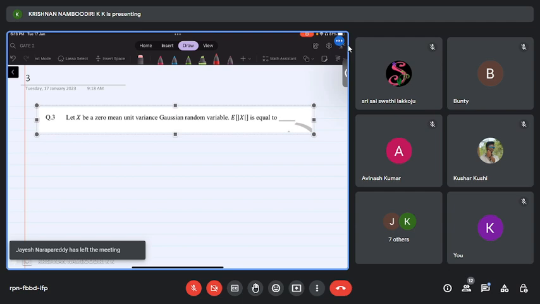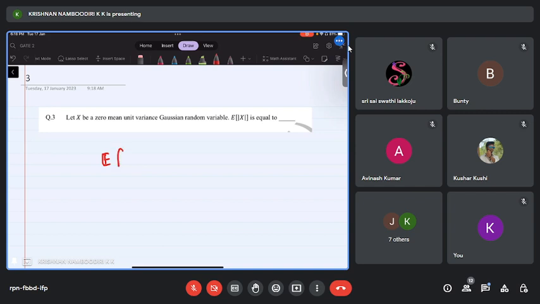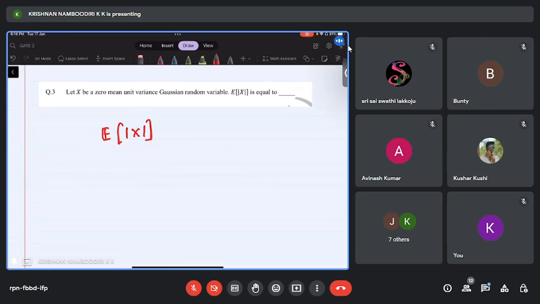Let capital X be a zero mean unit variance Gaussian random variable. Then what is the expectation of mod X, or the absolute value of X? It's a numerical answer type question, so you need to work it out and give the expectation of the magnitude of X.